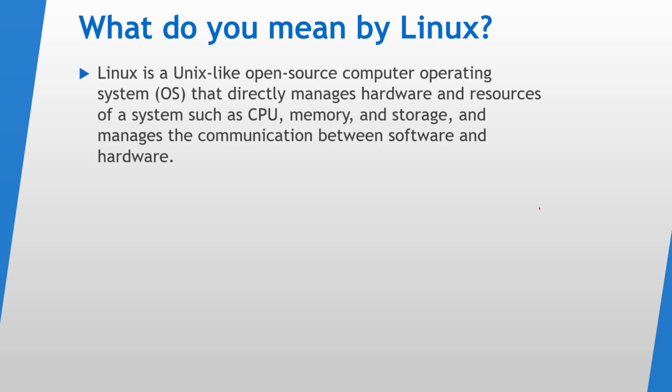So what do we mean by Linux? Linux is a Unix-like open source computer operating system that directly manages hardware resources of a system such as CPU, memory, and storage, and manages the communication between software and hardware. So what is Linux? It is an open source computer operating system which directly manages hardware and resources of a system such as CPU, memory, storage, and manages the communication between software and hardware.